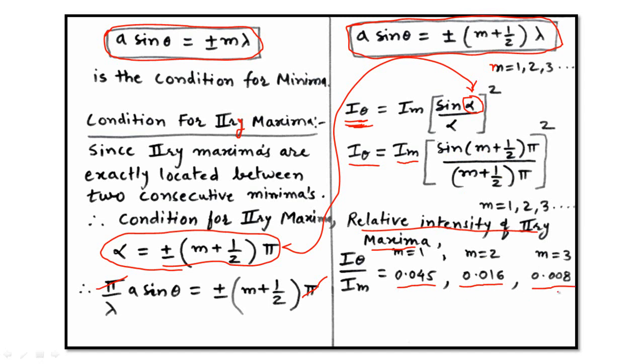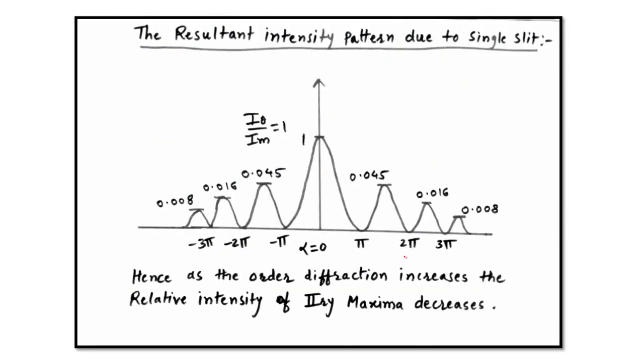What do you observe over here is that this relative intensity of secondary maxima keeps on decreasing as the order of diffraction keeps on increasing. And therefore here we can draw the resultant intensity pattern due to single slit.